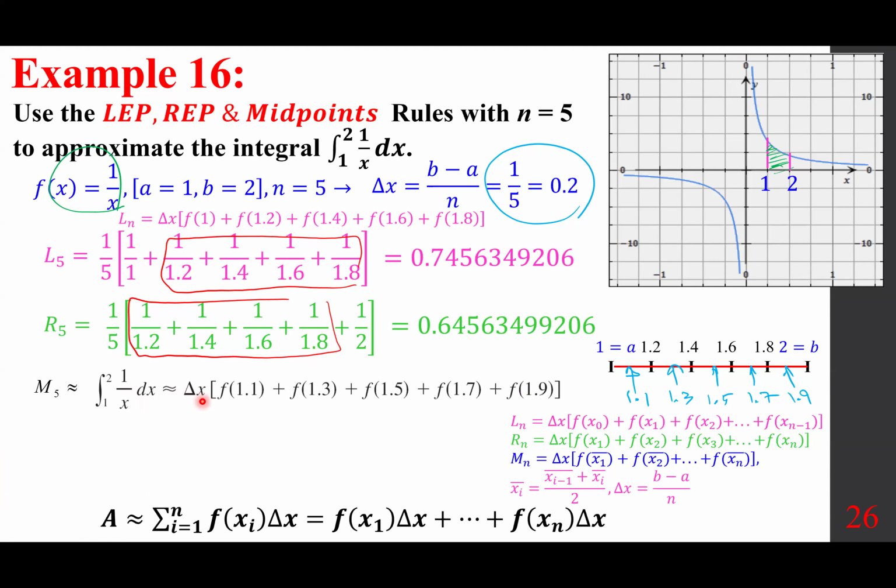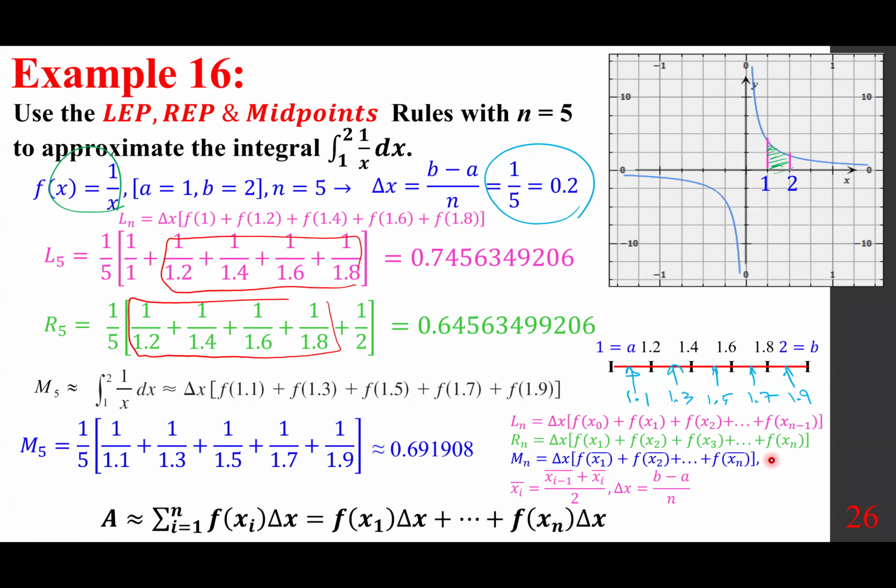It is an approximation: delta x times f of 1.1 all the way to f of 1.9. So you don't have to memorize these formulas. It's very simple, everybody. You plug it in and you end up with this answer. And of course, the midpoint is a better approximation for the area than the left as well as the right.